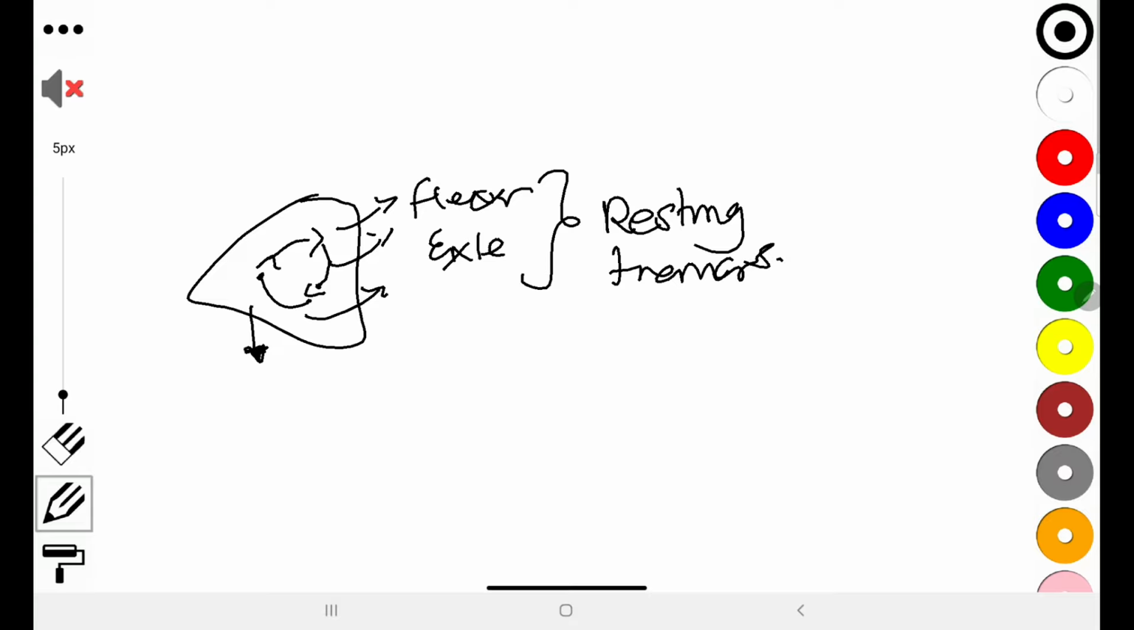Okay, so that is Parkinson's. In the next video, we'll be looking at Huntington disease.